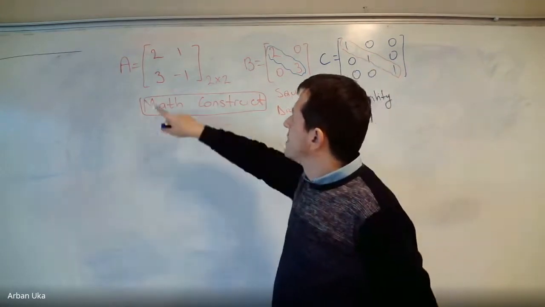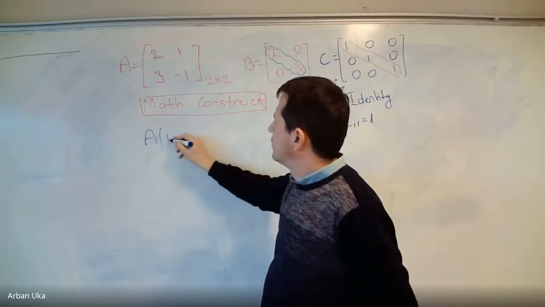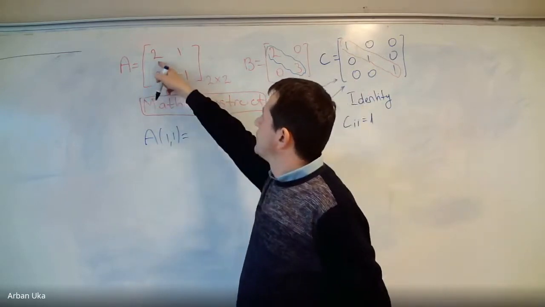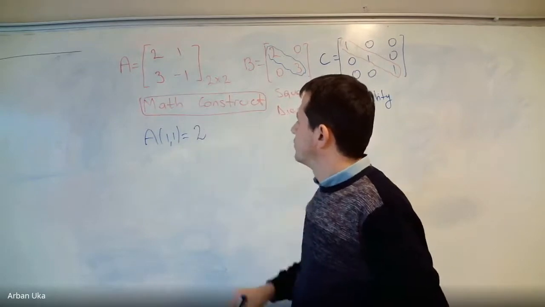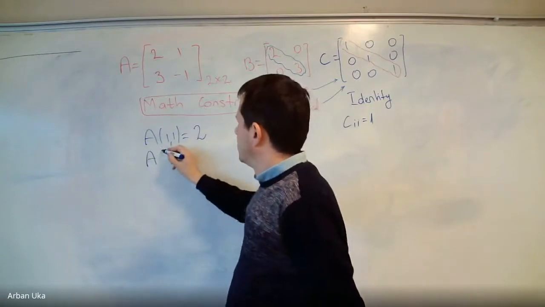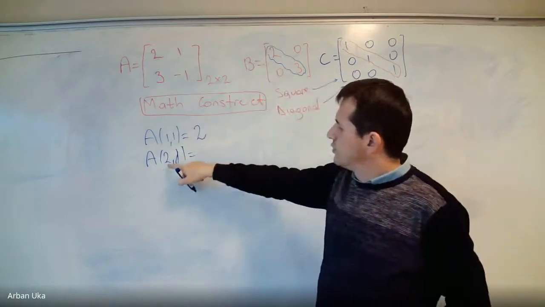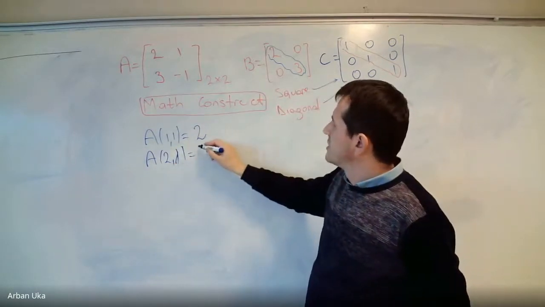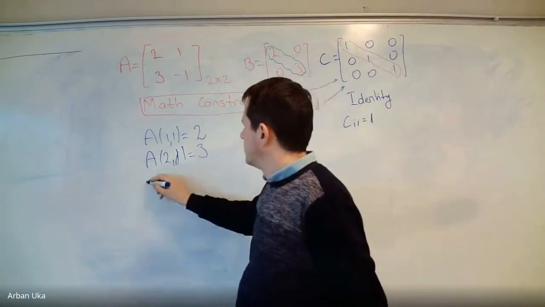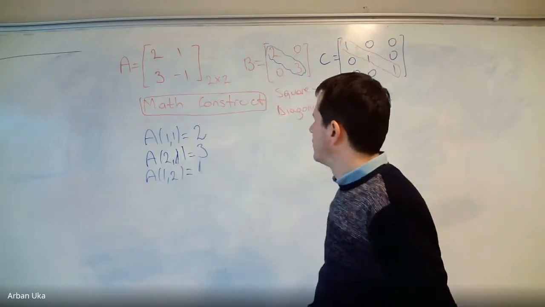For example, here we can denote that A11 is the first row, first column, so here we get a 2. And then we have A21, which is the second row and the first column. This is equal to 3. Then we can have A12, which in this case is going to be equal to 1.